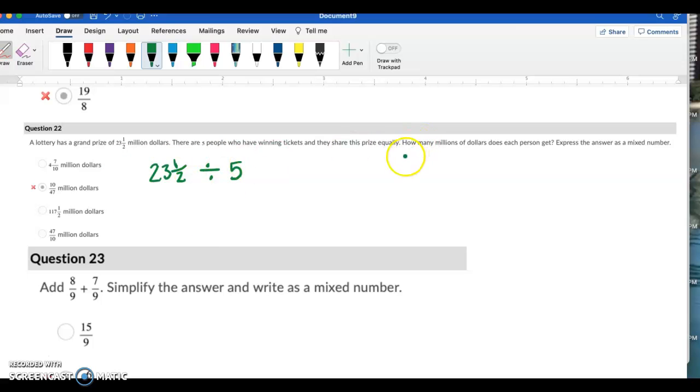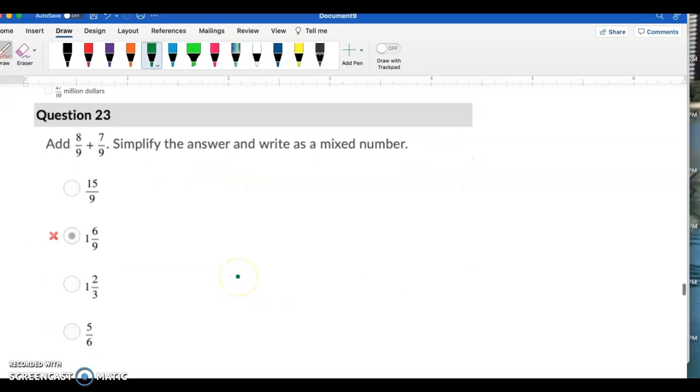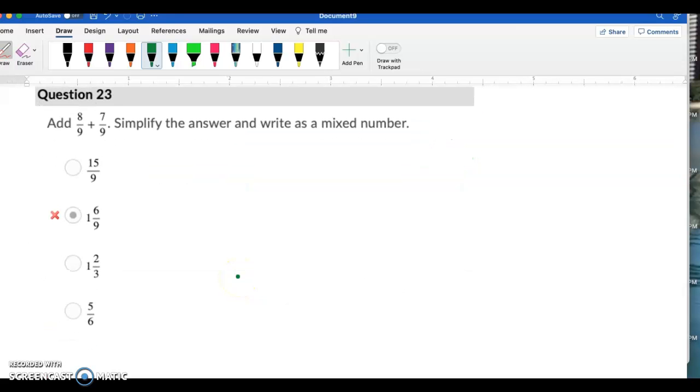So again, you're going to change everything to improper, and then you're going to keep, change, and flip. So remember, this is always 5 over 1, so you can do that. And then this one here, oh, what happens here?